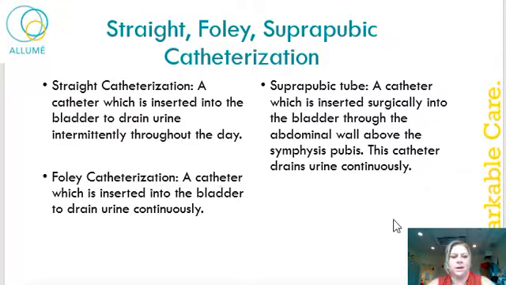A Foley catheter is a catheter which is inserted into the bladder to drain urine continuously. A suprapubic tube is a catheter inserted surgically into the bladder through the abdominal wall above the symphysis pubis. This catheter drains urine continuously.